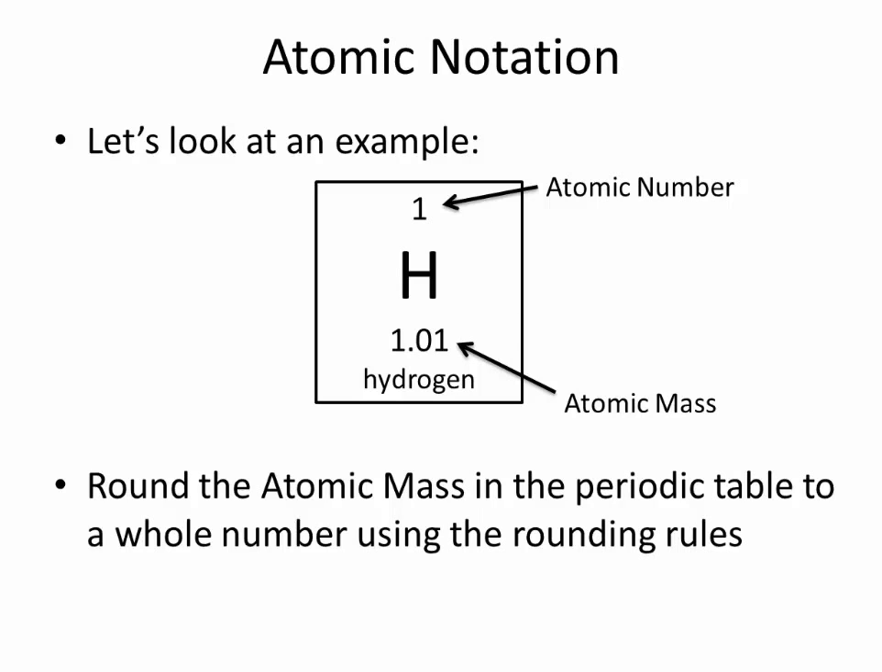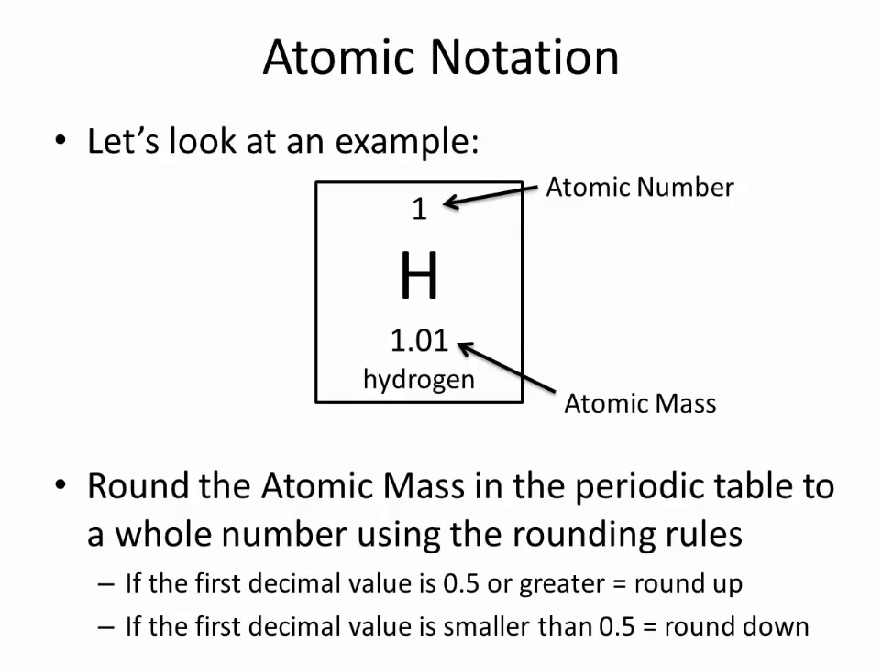The rounding rules, in this case, since we want to go to a whole number, are if the first decimal value is 0.5 or greater, then we will round up. If the first decimal value is smaller than 0.5, we will round down. In this case, we use the first decimal because we want to round to a whole number. In this case, 1.01, because it's a 0 after the decimal place, we will round down to 1. The atomic mass that we would give in our answer is 1.